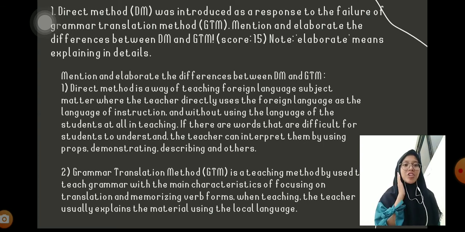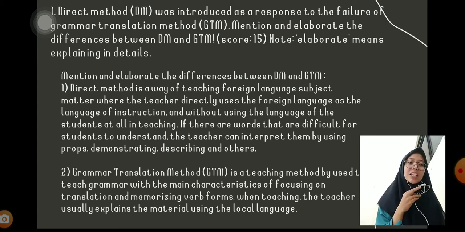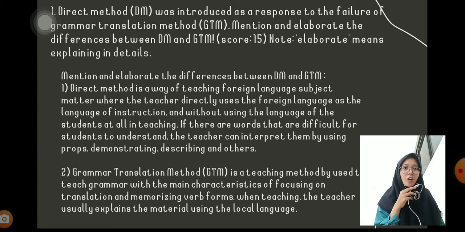The question for number one is: direct method or DM was introduced as a response to failure of grammar translation method or GTM. Mention and elaborate the differences between DM and GTM. Okay, before that, I want to explain the meaning of DM or direct method and GTM or grammar translation method.